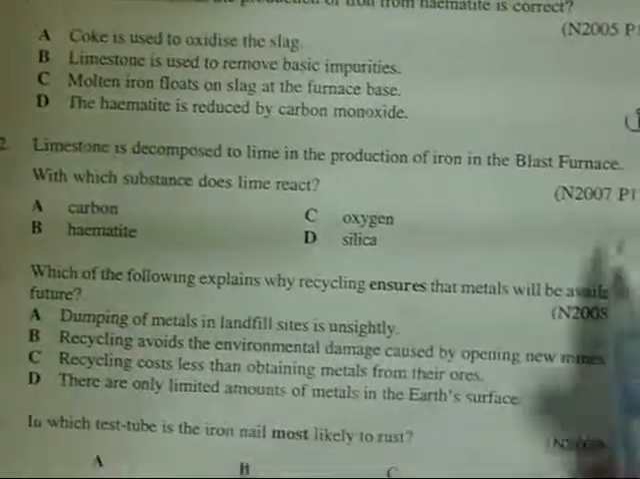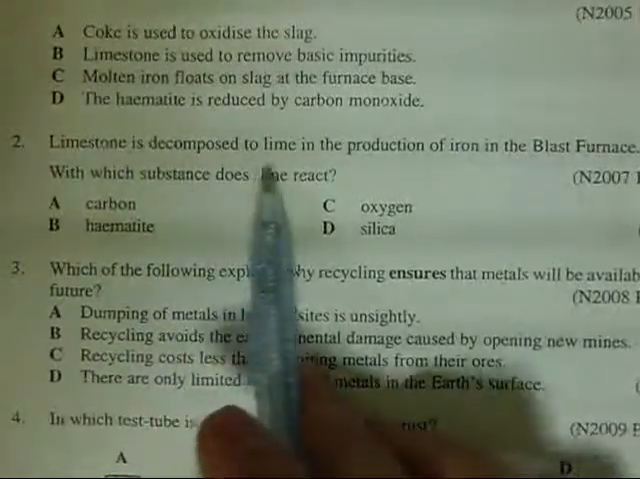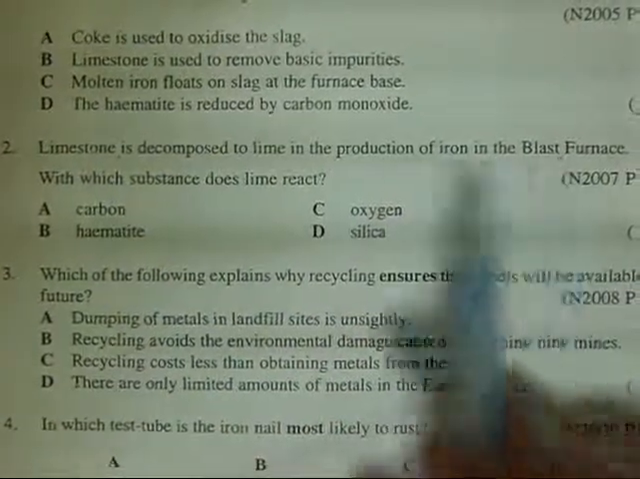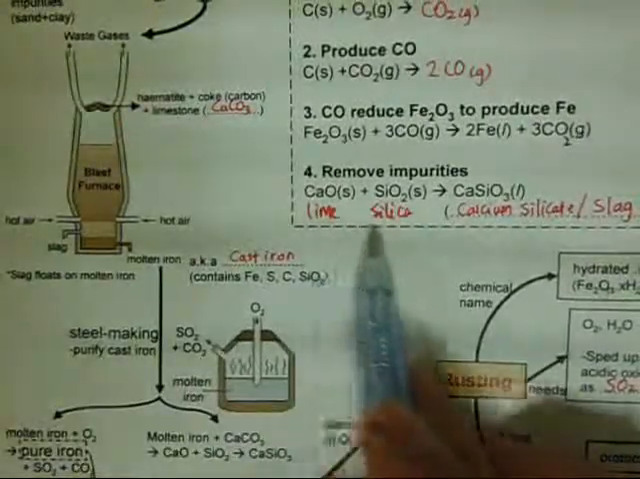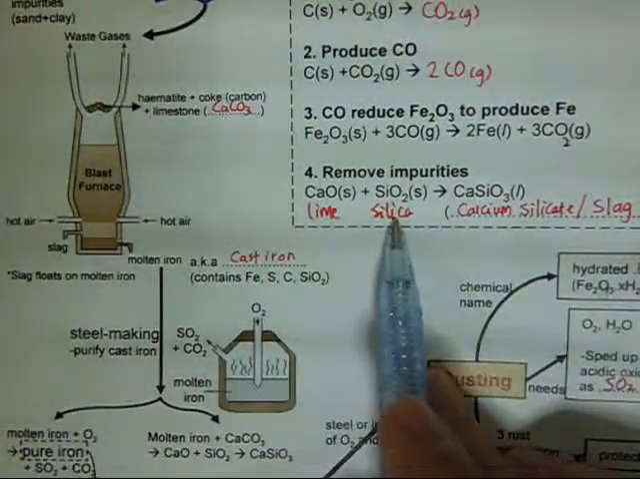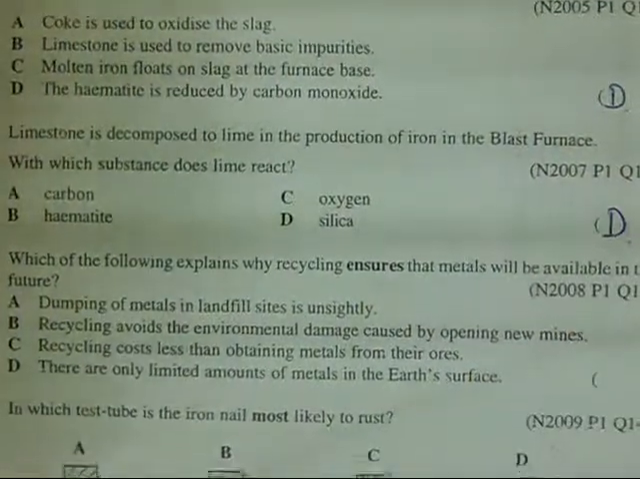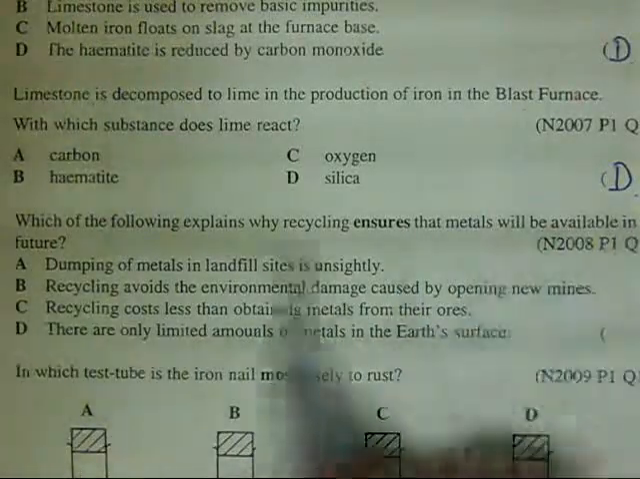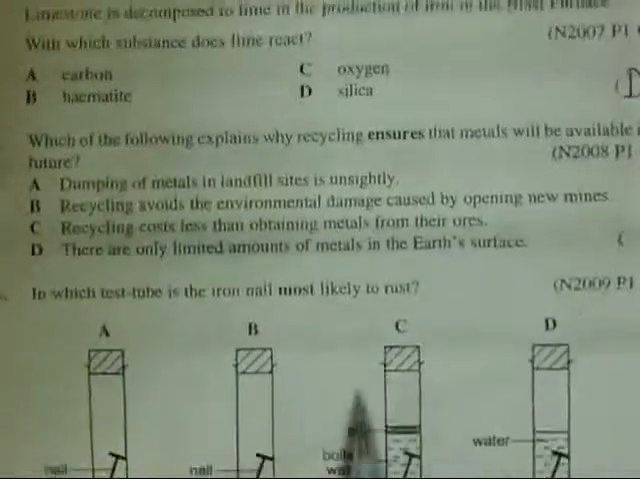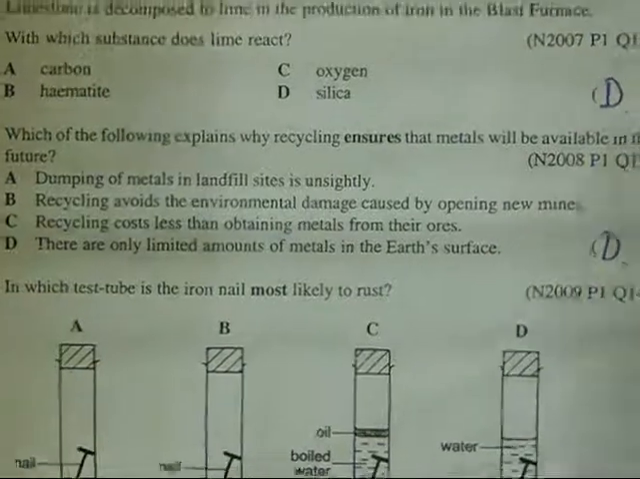The next question, 2007, paper 1, question 12. Limestone is decomposed to lime in the production of iron in a blast furnace. With which substance does lime react? This is the last chemical equation. The lime reacts with silica, which is your sand. So it is D. Which of the following explains why recycling ensures that metals will be available in the future? Because there are only limited amounts of metals in Earth's surface. So it is D.